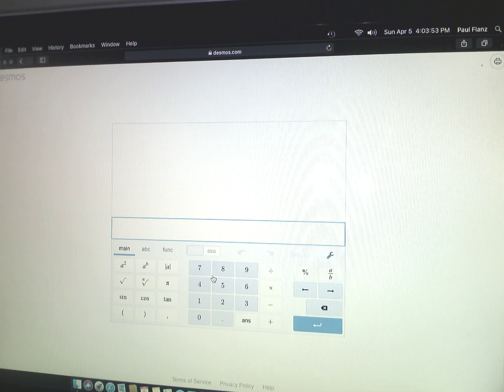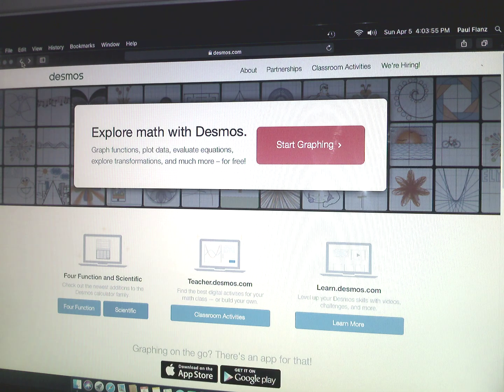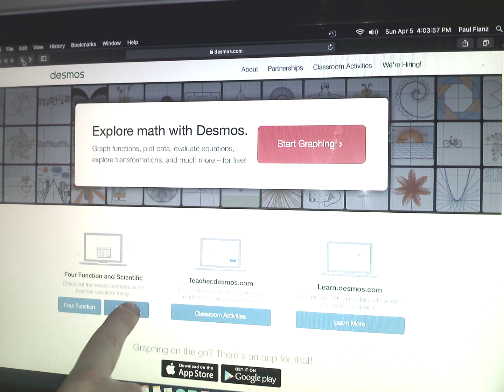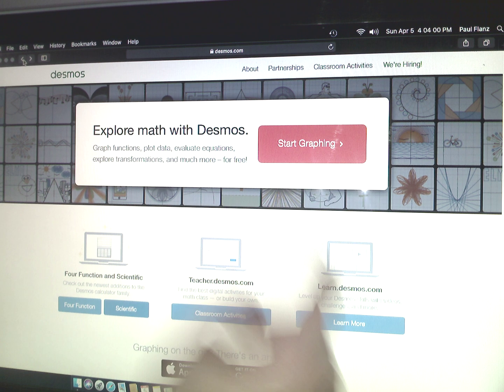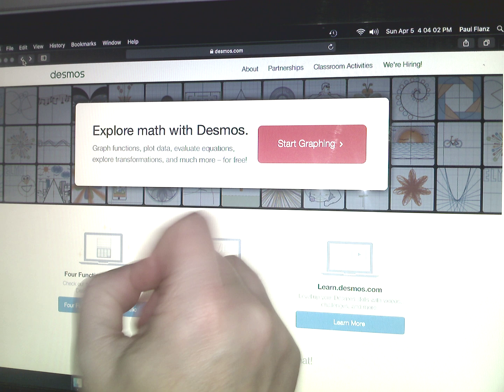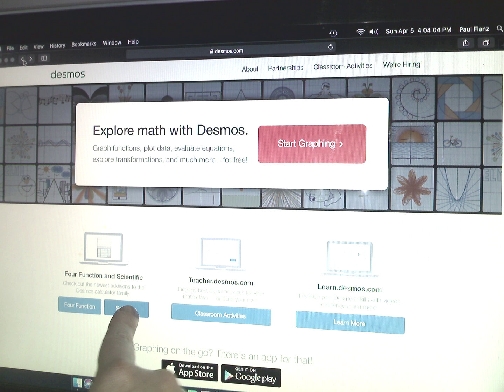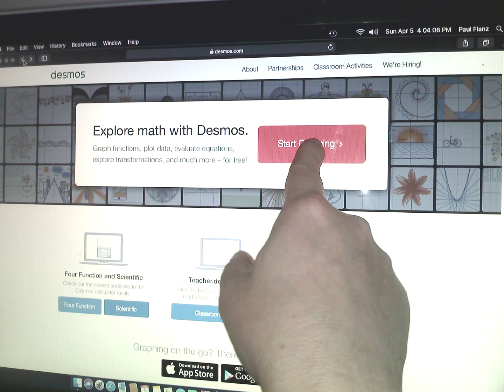Now I'm going to back out. I'm going to go back to the home page. Back here again. So scientific calculator. Don't worry about these. These are just other things you can do on the site. They don't have anything to do with a calculator. Now, if you want a graphing calculator, that's up here. That's the big red button.